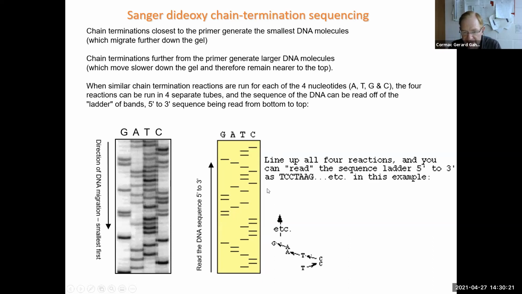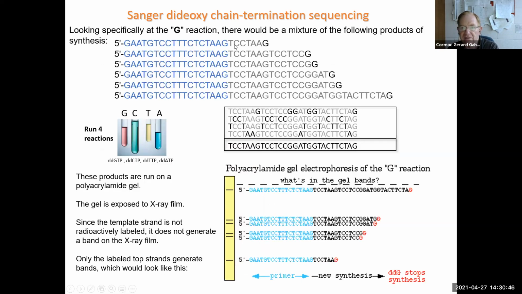You put all the gels together, and then you can read them like this. So the T is the first one here, then C, C, because these all end in C. This one ends in T, this one ends in A, and A. So it's telling you where these all end. So you're working back: T, C, C, T.